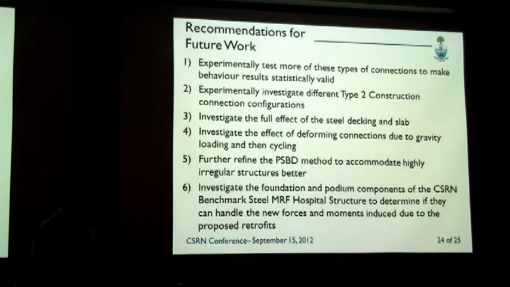So just a couple limitations to my work here. It would be good to test more of these connections, make the results more statistically valid, investigate different types of type 2 connection configurations, investigate the full effect of the steel decking and slab, which was ignored in my experiments, and also to actually yield the connections with gravity loads and then cycle them, because I said that they could deform under gravity loads. Further refine, well, I'll skip 5, he's working on that, he's doing a good job.